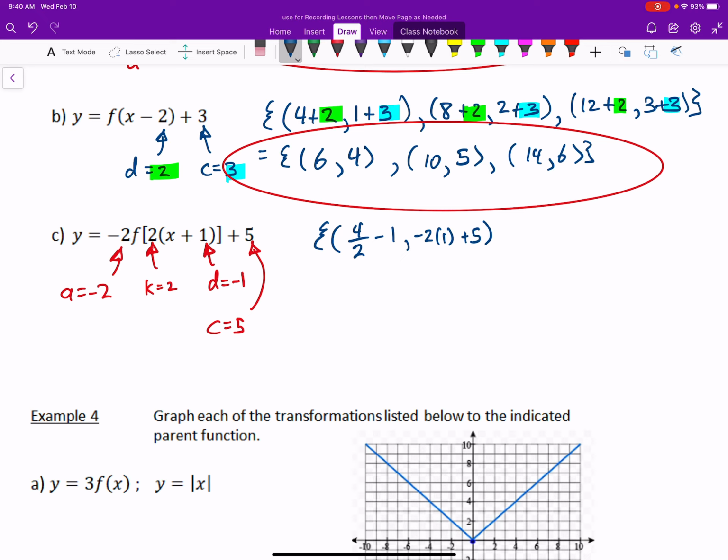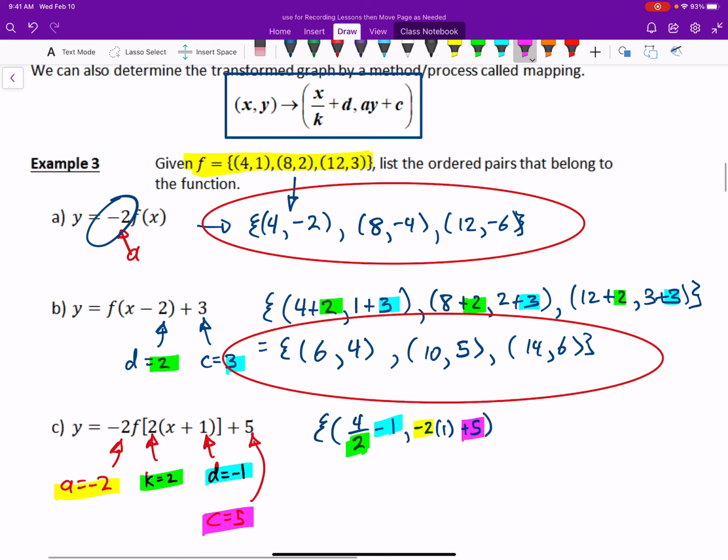So where did all these numbers come from? Let's use yellow for A. So -2, my A value affects the Y. I'll use green for K. I divide by K. I'll use blue for D. And I will use pink for C. So again, that's just going back to this formula here.